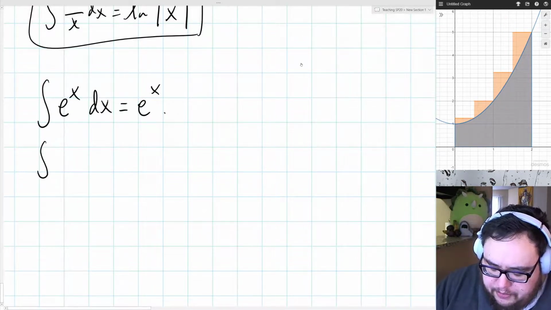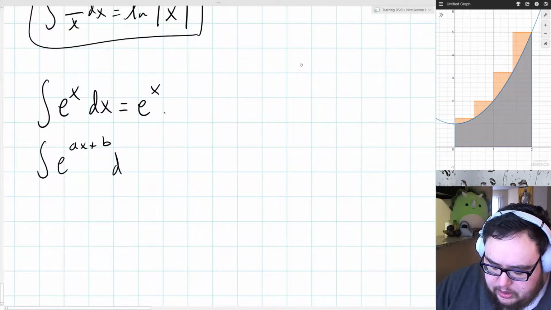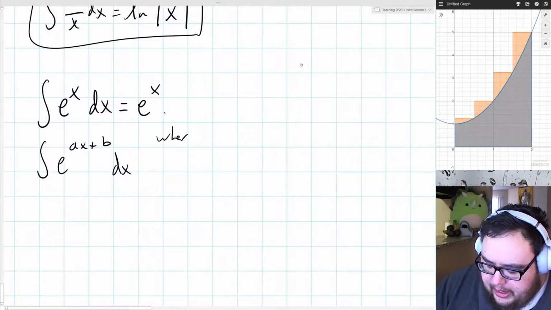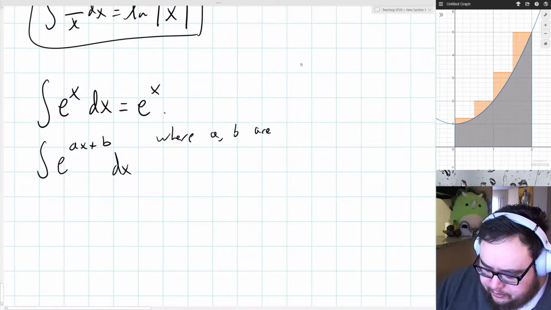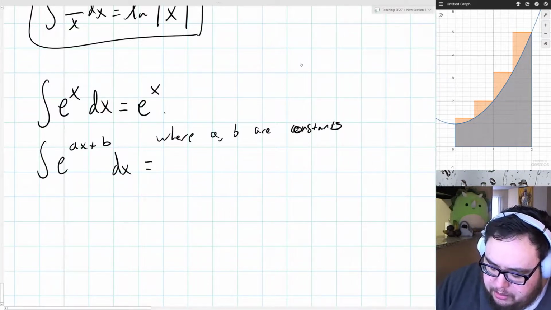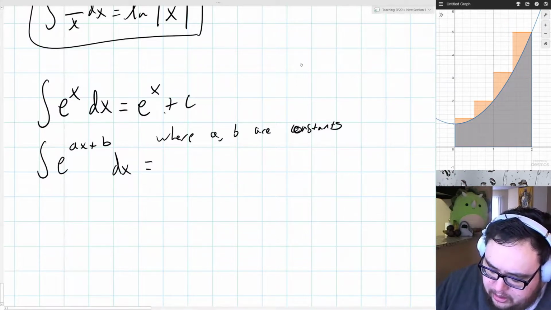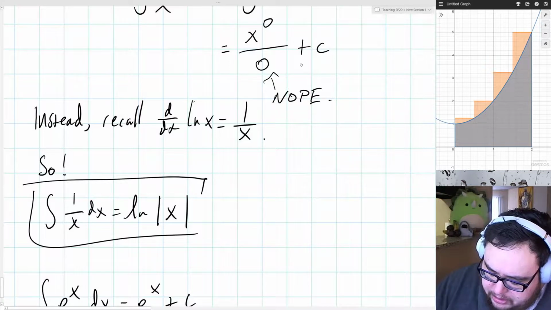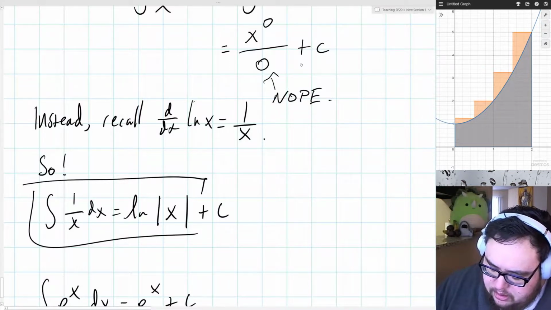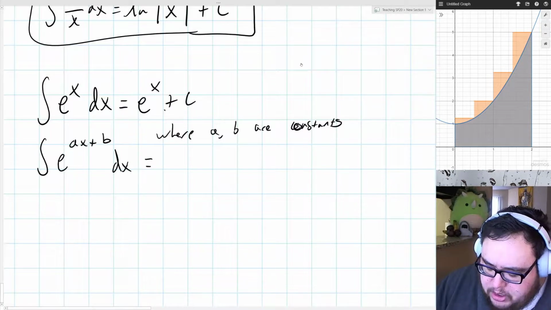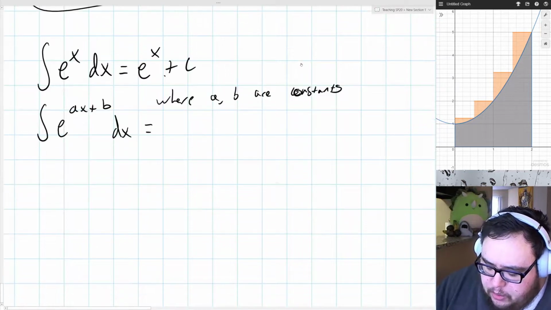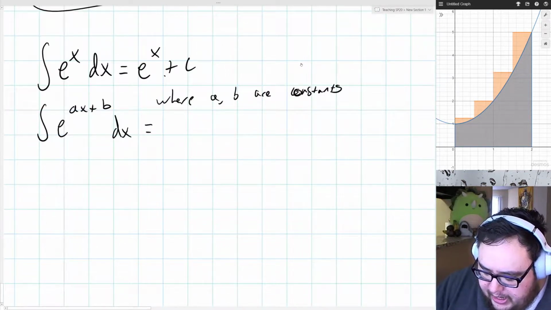Note that the antiderivative of e to the ax plus b, where a and b are constants, is actually going to end up, so this should be a plus c. I'm dumb, I just broke my own rule. This will be a plus c as well. Instead of multiplying by the derivative of the stuff, we're kind of dividing by the derivative of the stuff. You end up with e to the ax plus b divided by a, plus a constant.